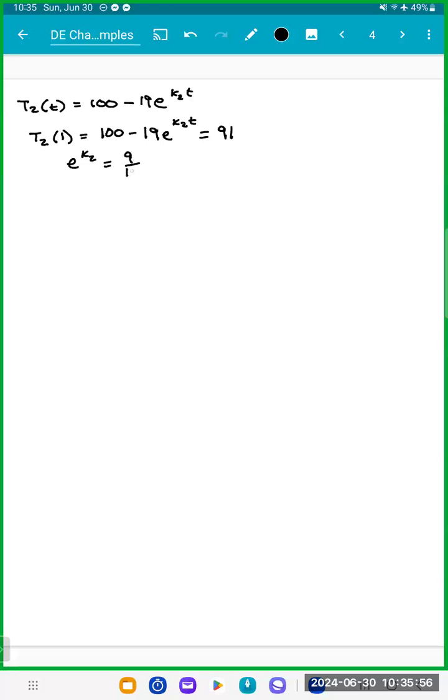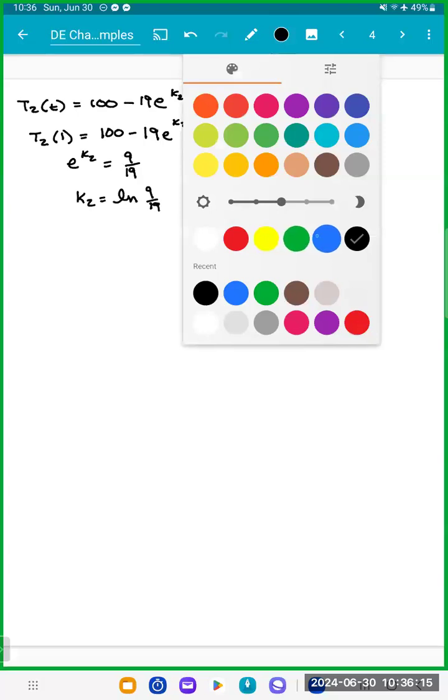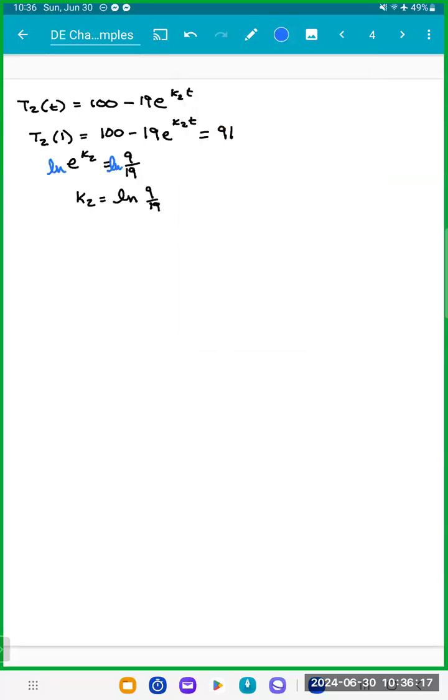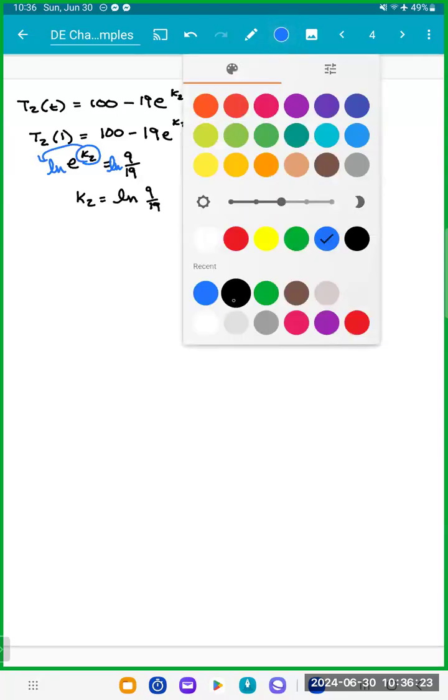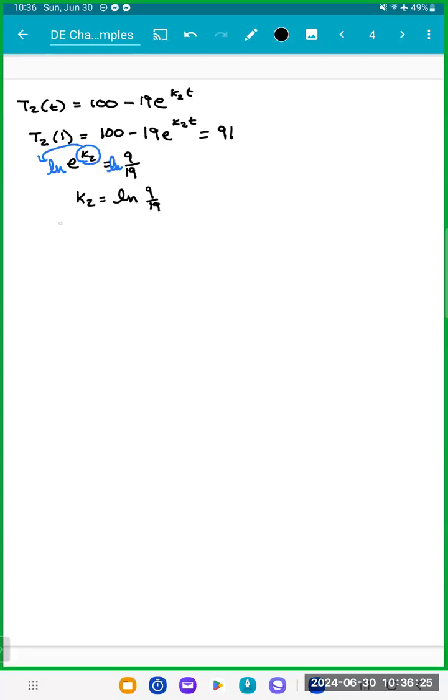Yes, 9 over 19, because we subtract 100 from both sides, and then divide by negative 19. So we have negative 9 divided by negative 19, so it's positive. So K2 is equal to ln of 9 over 19. Really, all we've done here is take the ln of both sides. When we take the ln of both sides, remember, we can bring that into the front.